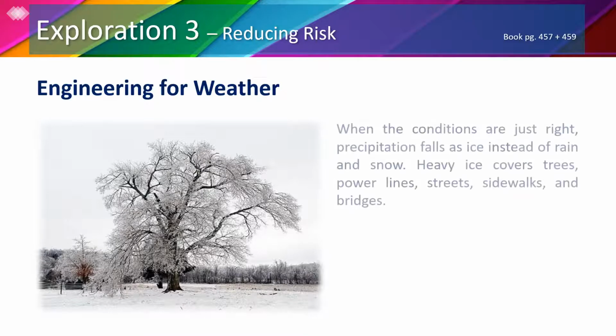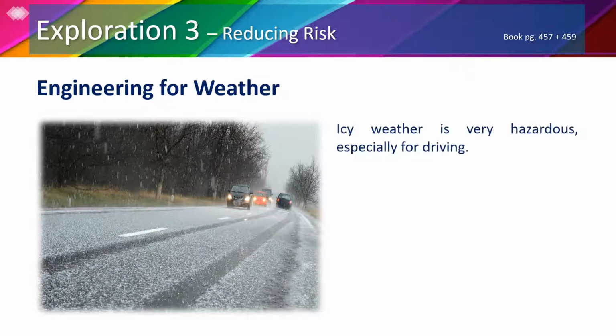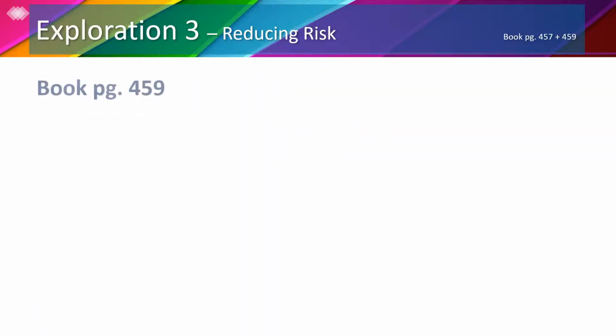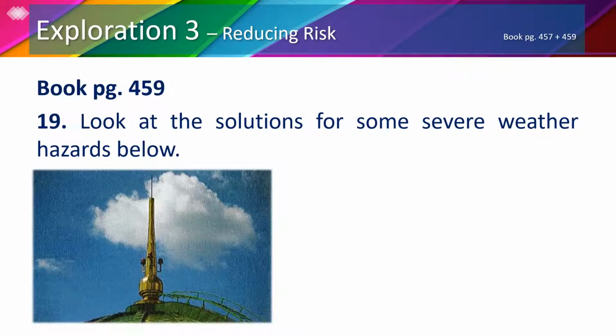When the conditions are just right, precipitation falls as ice instead of rain and snow. Heavy ice covers trees, power lines, streets, sidewalks, and bridges. The second picture shows icy roads. Icy weather is very hazardous, especially for driving. In your book's page 459, we're going to look at each picture and read the captions without writing anything.